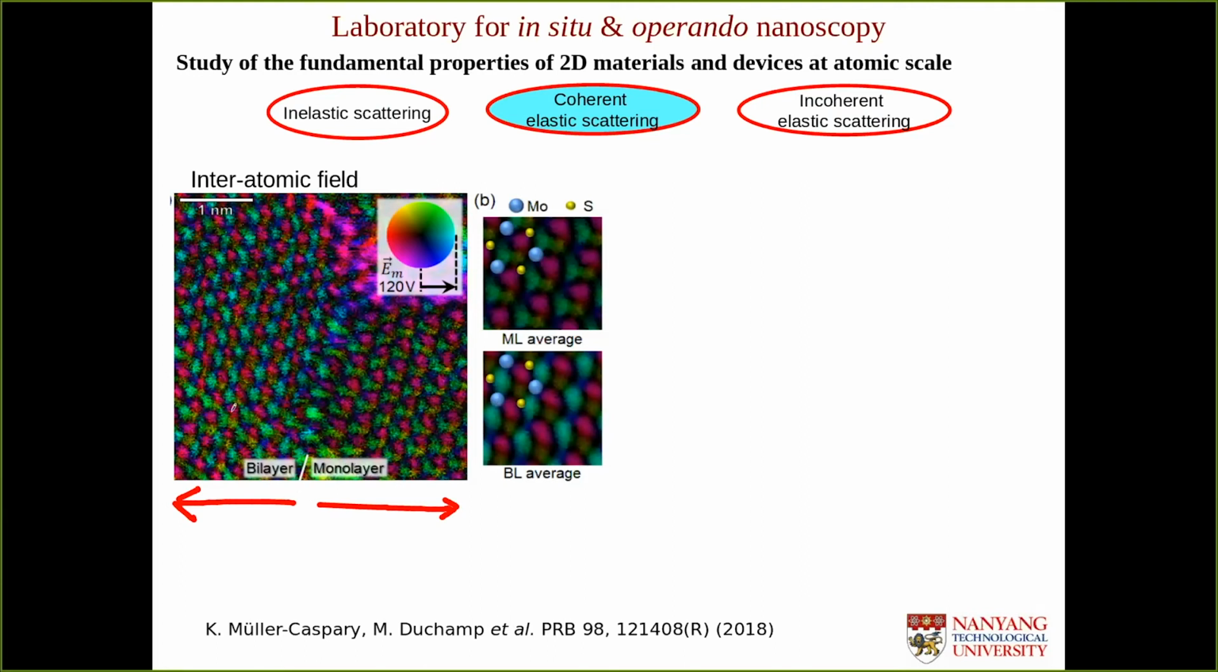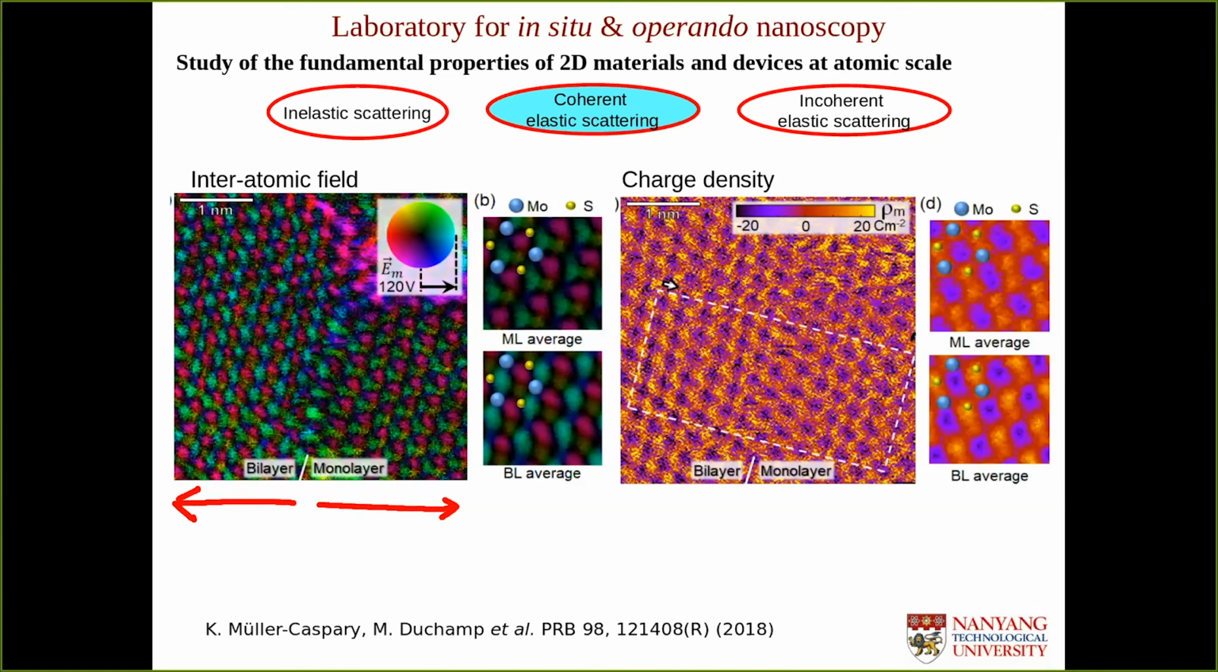And the colors that you see on this image correspond to the electric field between the atoms. So we can know the distribution of the electric field depending on the atomic positions. And from the electric field distribution, we can then get the charge distributions and so on and so forth.